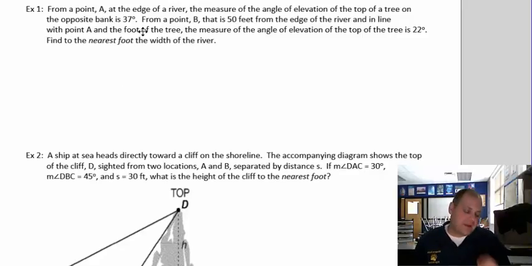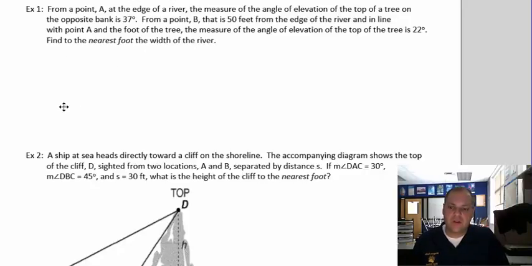Sometimes, I don't think they'll make you draw these, but just in case, I'm going to have you draw a couple of these to try to get them set up. From a point A at the edge of a river, the measure of the angle of elevation to the top of a tree on the opposite bank is 37.